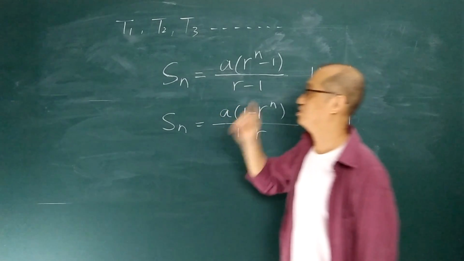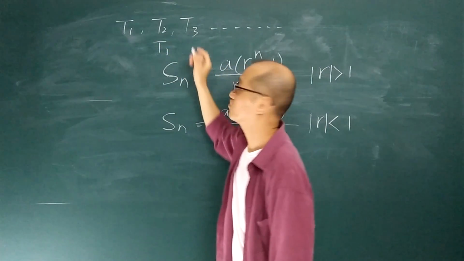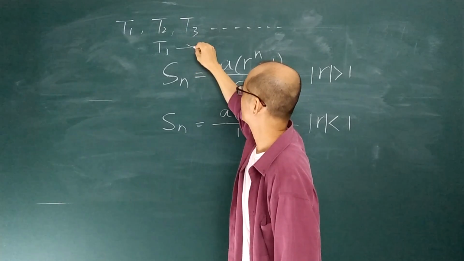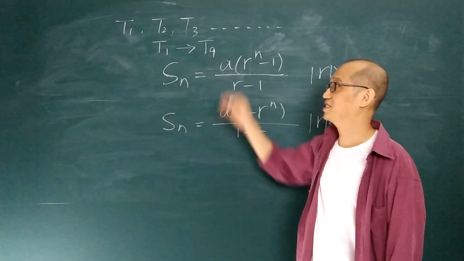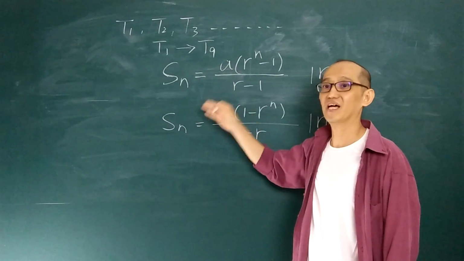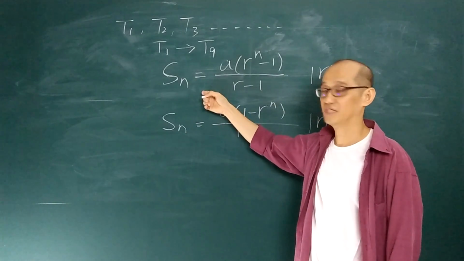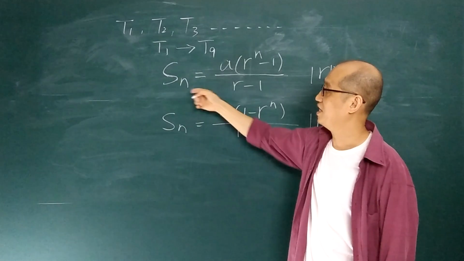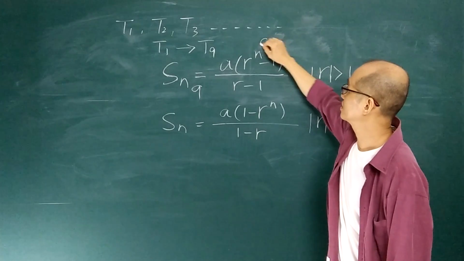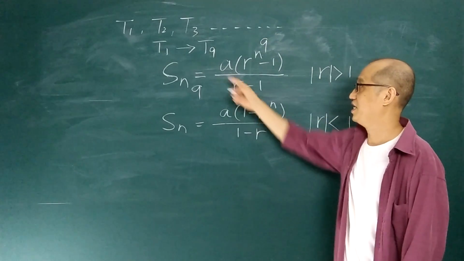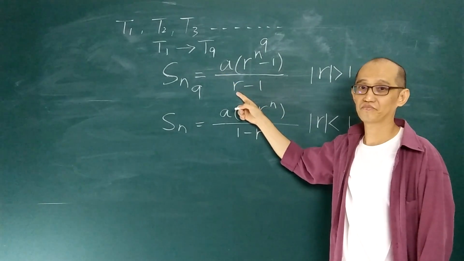Now let's say we want to find the sum from the first term till the ninth term. So that is, we want to find the first ninth term of this progression. We can use this equation. So here n is going to be 9. And this n here is 9. And then a, as usual, is the first term and r is the common ratio.